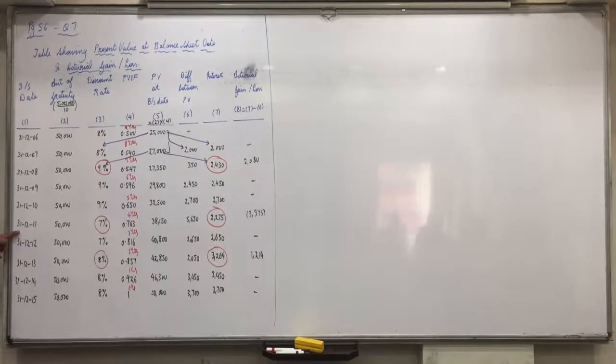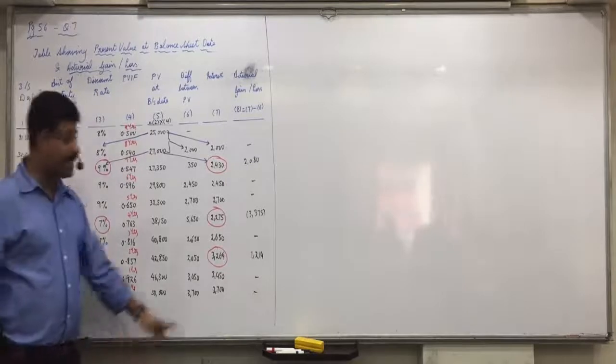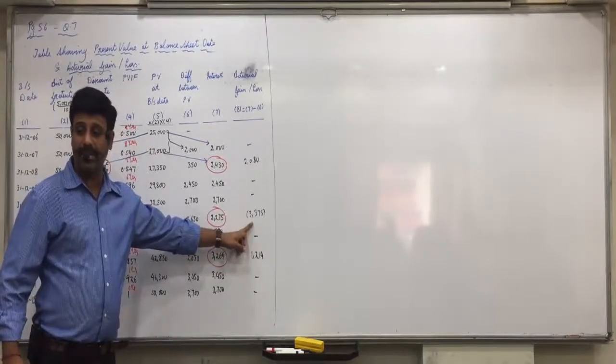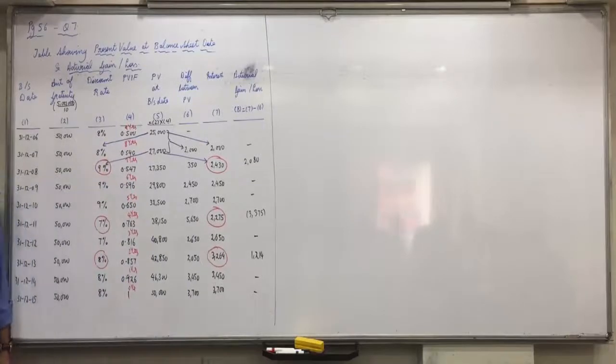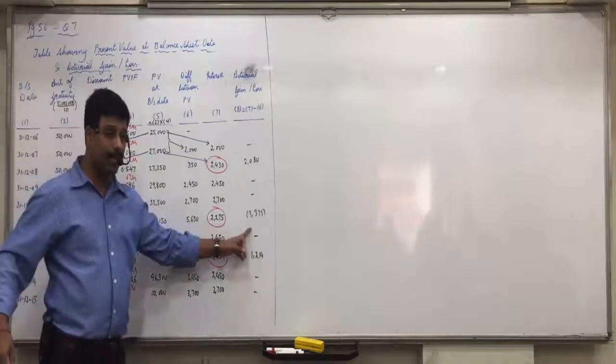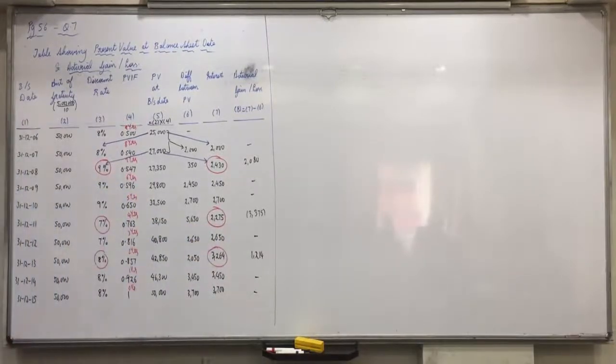Second, on 31/12/11, the rate of discount is changing from 9% to 7%. Resulting in actuarial loss of 3375. Able to understand this?